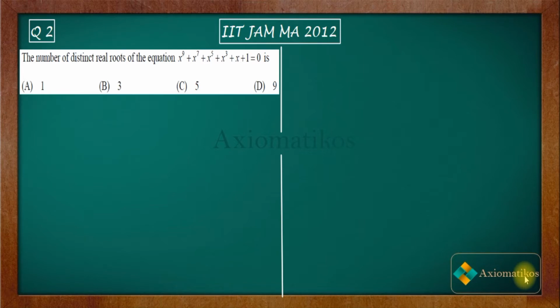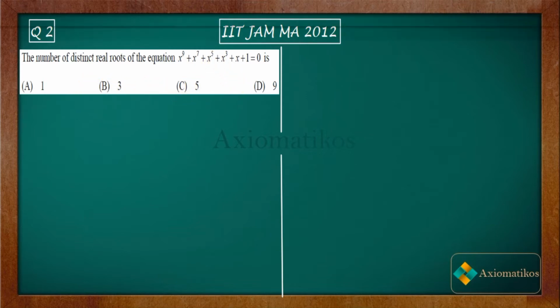So we are here with problem 2 of your paper. This problem is an analysis problem and a very easy problem. So let us have a look. The number of distinct real roots of the equation. So we have an equation and we have to find out the number of real roots for this equation, right?